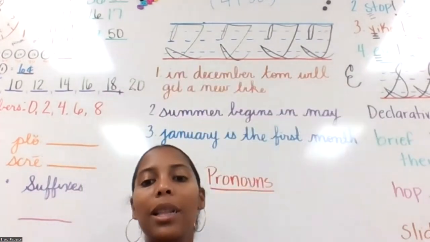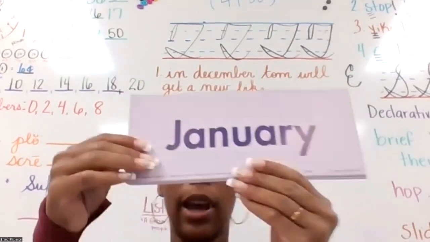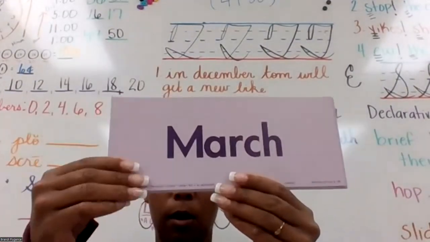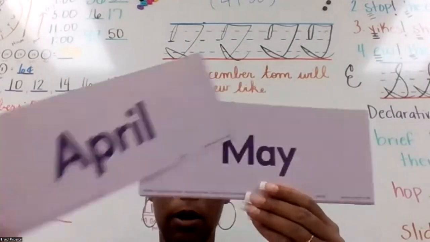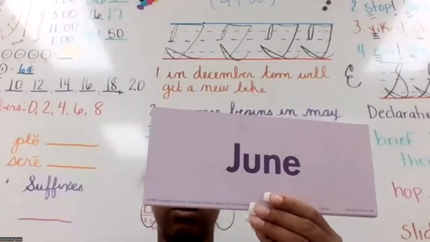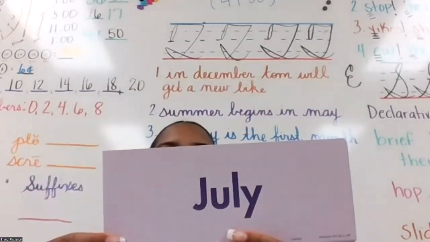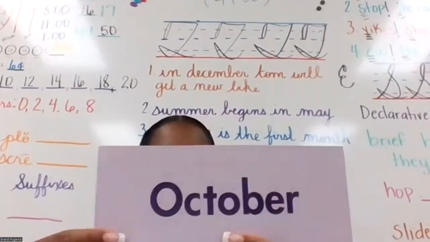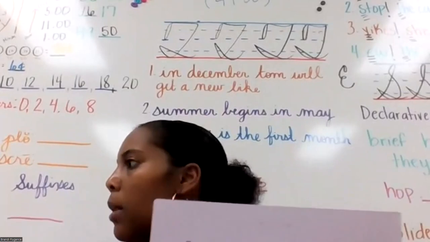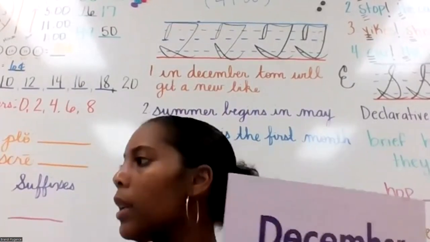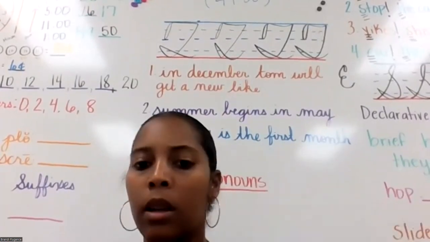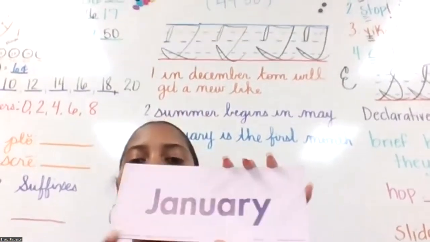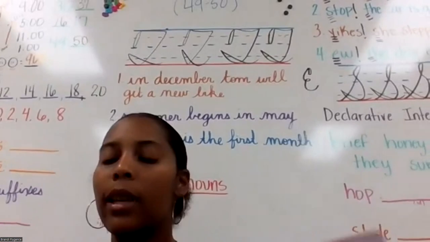So let's go ahead and go over the months. Remember, we have 12 months in 1 year. So we have January, February, March, April, May, June, July, August, September, October, November, December. Okay, so these are our 12 months, and we will now see the months inside of our sentences.